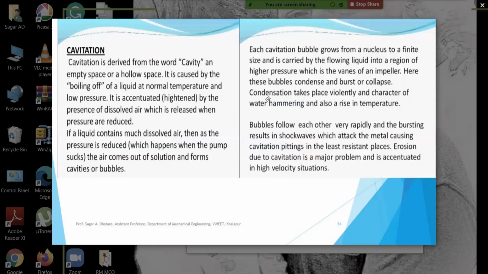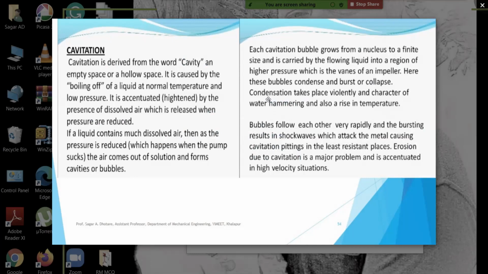Now, what is meant by cavitation? Now, if a pump has different losses, what kind of losses are there? It could be due to friction loss, or due to corrosion or erosion of the blade. So what is corrosion? How can it occur, and what is cavitation? That will be discussed one by one.